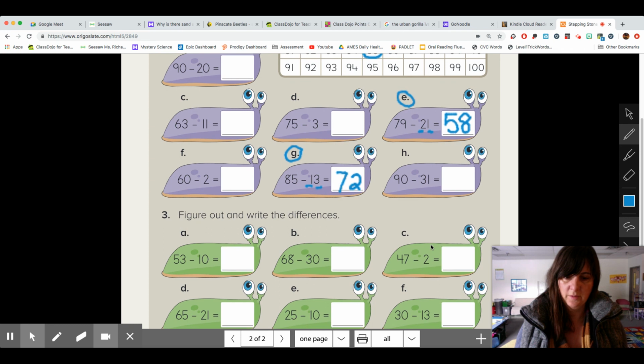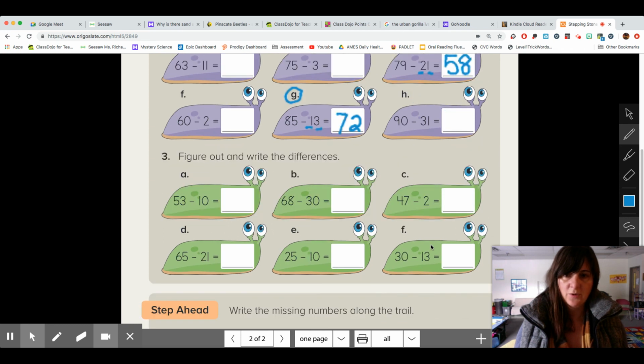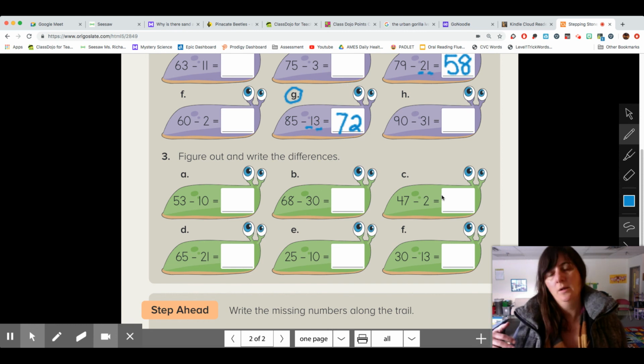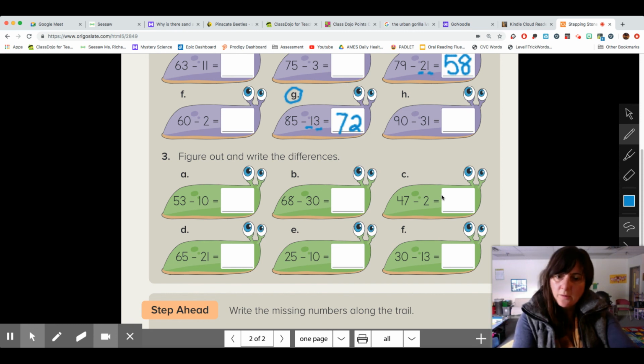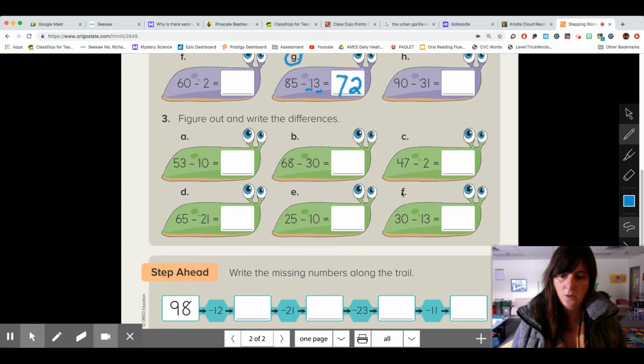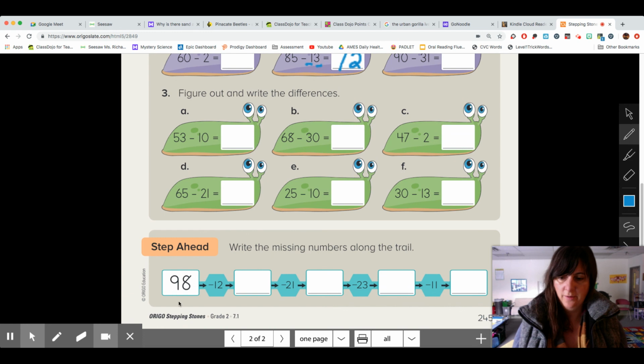Okay, so lots more of these for you guys to do. Whatever strategy works for you guys. If you don't need the hundreds chart, that's okay. If you're doing it in your head, you're using tens and ones blocks, if you're drawing number lines, use the strategy that works for you. Write the missing numbers along the trail. So some more subtraction, you're going to start with 98, take away 12, put the answer here, then take away 21 from that, and so on. All right, let me know if you guys need help.